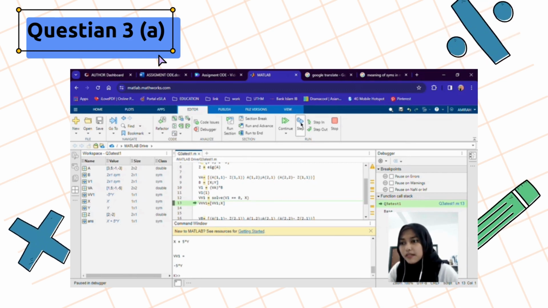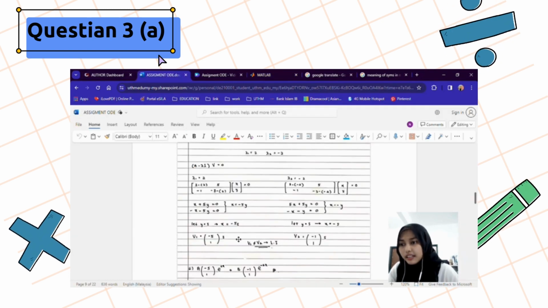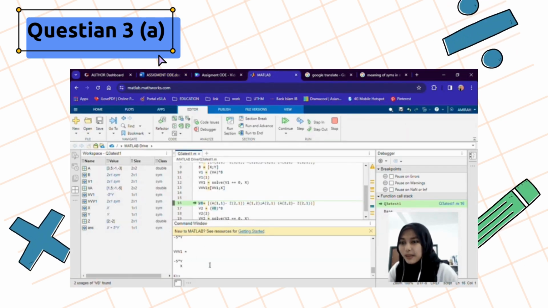Okay, for the last step, v1 equals v1x. It will display the matrix form of v1, just like I got here. But my answer is in the S form, and here it is in x and y form. So it's the same as my answer.